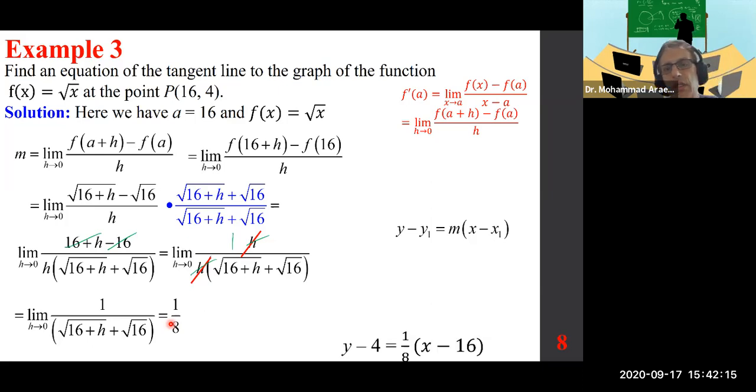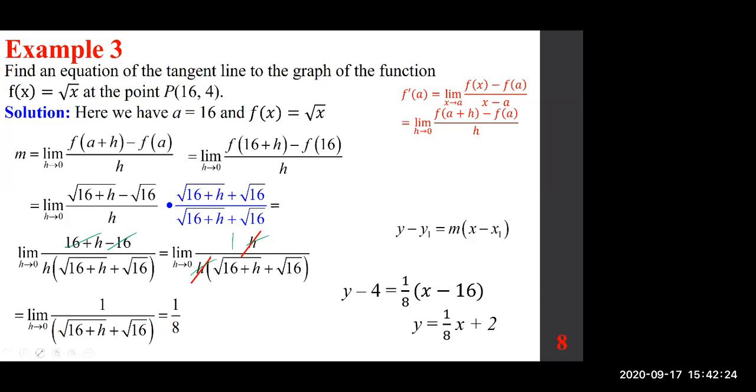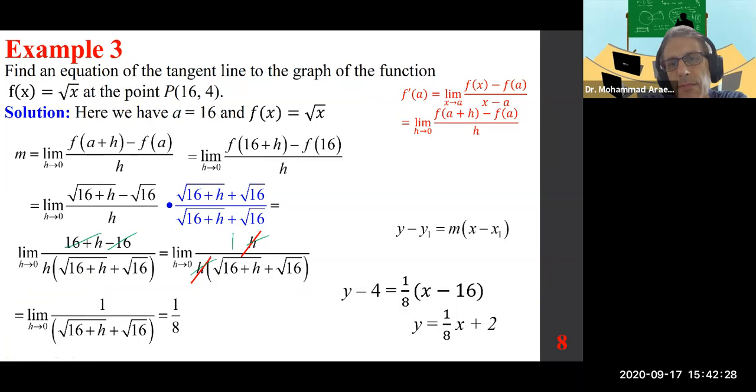I'm assuming everybody can do this. The only thing I want to add here, let me just quickly write. I'm assuming you have no problem with fractions, class? So this is 1 over 8 x minus 1 over 8 times 16, which is 2. Then you move the negative 4, it becomes positive 4, and that's what you do.